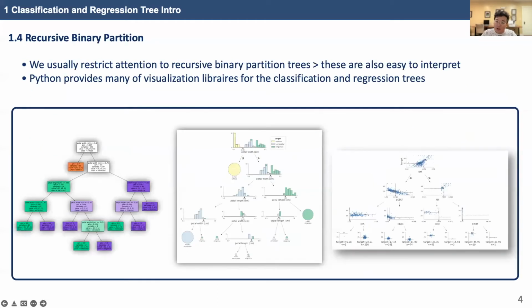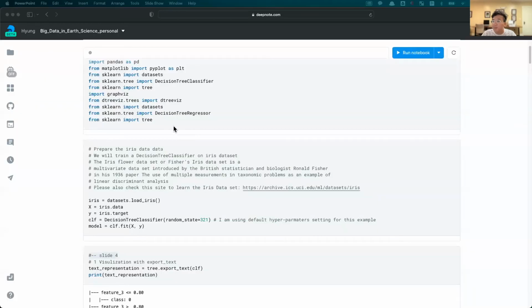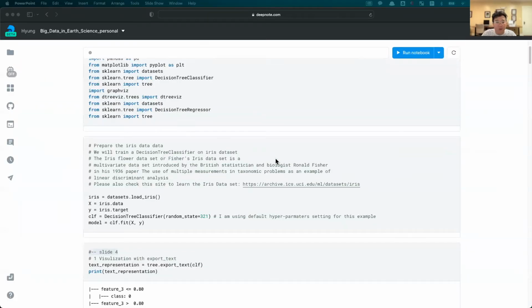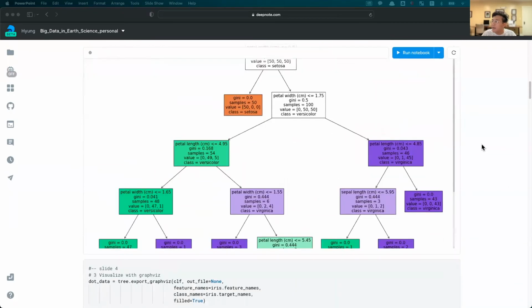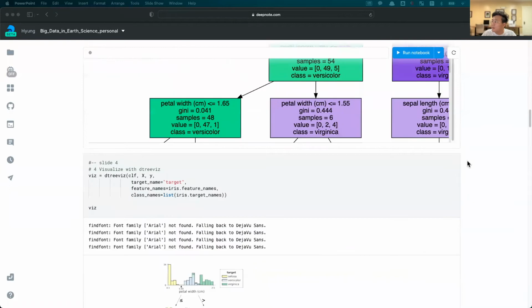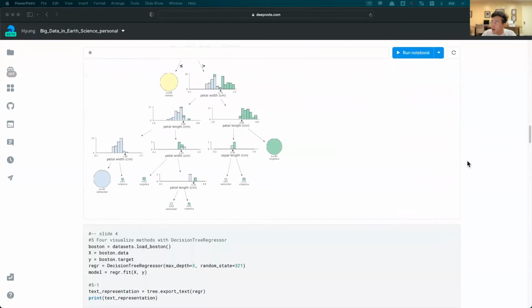So we usually restrict attention to recursive binary partition trees, which means splitting the data into 2 regions. And these are also easy to interpret. Python provides many visualization libraries for classification and regression trees. As usual, I have uploaded a Deepnote for producing these decision tree figures. So please check these Deepnote blocks and try to understand each decision tree. They are basically based on the same data, but they produce different visualization graphs.